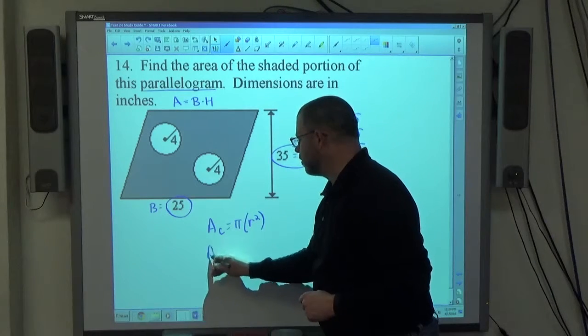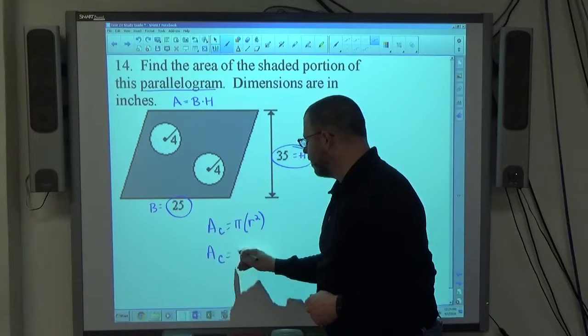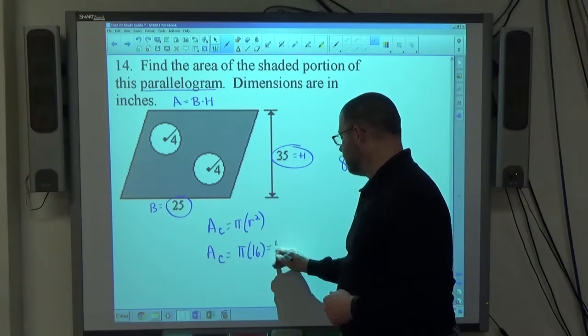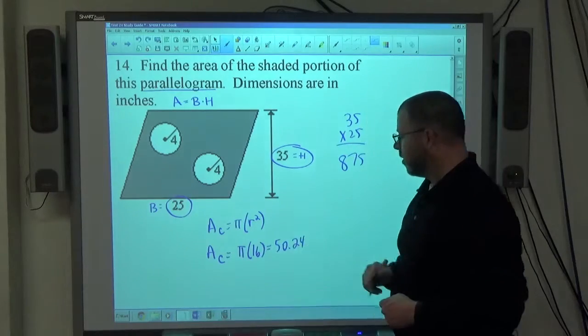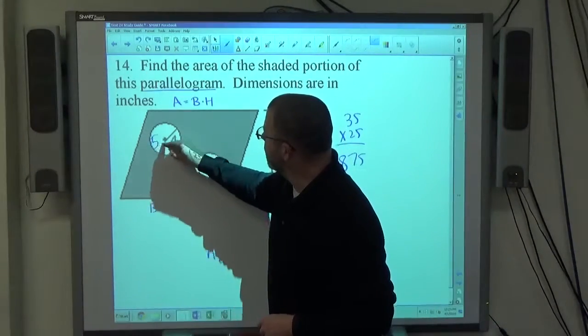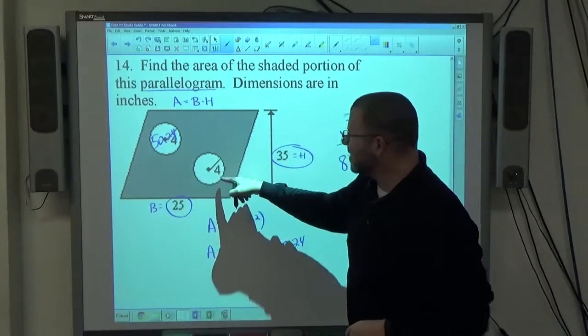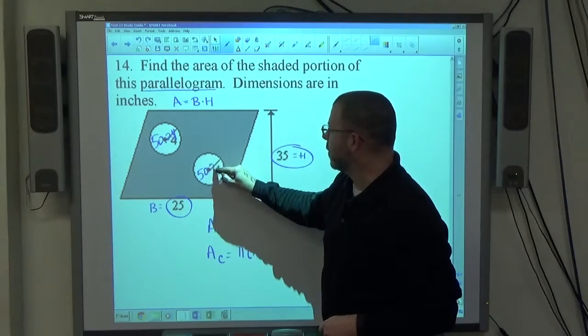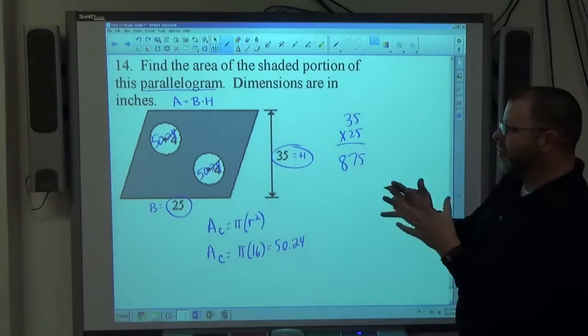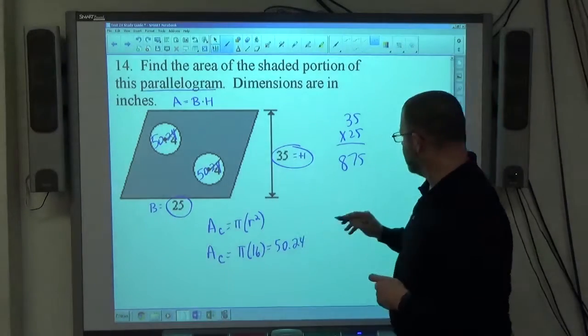So in the case of our two circles here, the area of the circle is going to be pi times 16, which is 50.24, if I use 3.14 for pi. That's the area of one circle. This one is 50.24. This is the same size circle, so this is also 50.24. So we have two total circles, both of which are 50.24. If I add those together, I get 100.48.